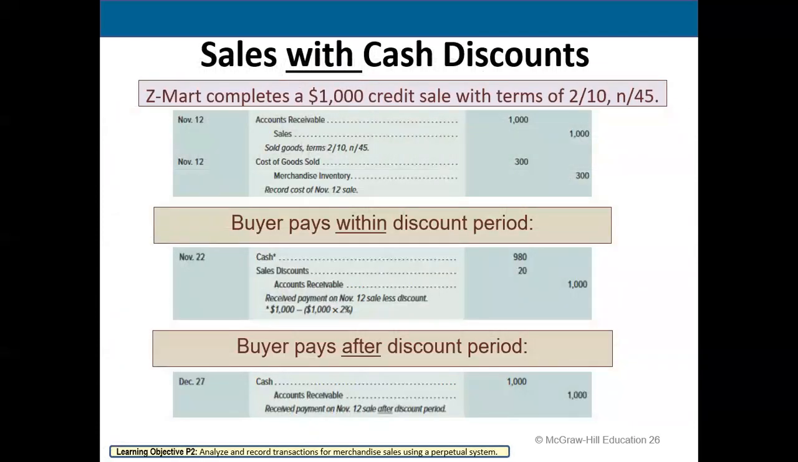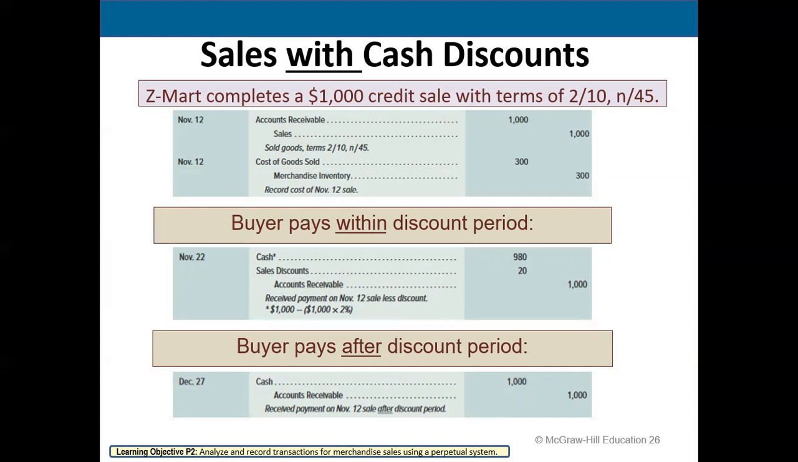So what do we do if we have sales discounts? If we are giving a discount to our customer, we again have to do our transaction. It'll look the exact same as if we sold it for cash, except instead of cash on the debit side, we're going to debit accounts receivable. So again, in that first transaction, we debit accounts receivable, credit sales for the full $1,000. And then we debit cost of goods sold and credit merchandise inventory for our cost of $300.